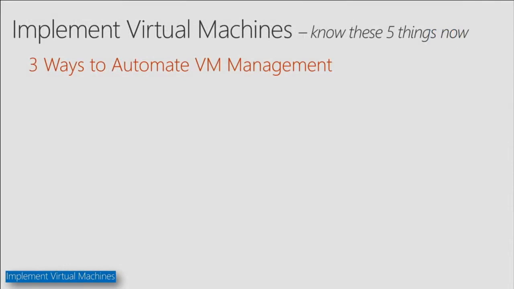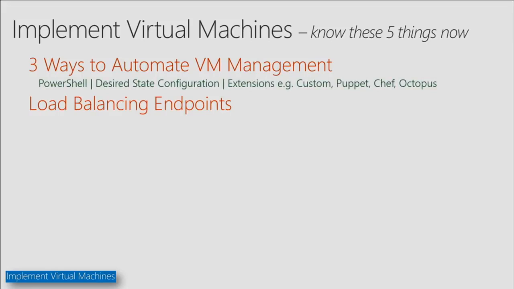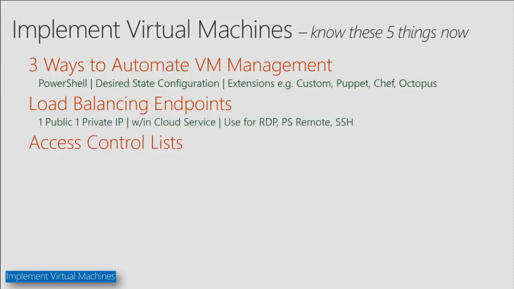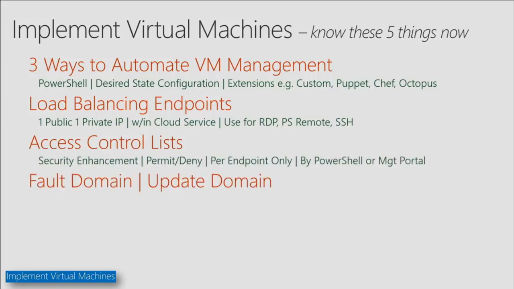So, virtual machines. There are 5 things to know. There are 3 ways to automate VM management: PowerShell, DSC, and your custom script extensions. When load balancing endpoints, you get one public and one private IP. And you can use those for RDP, PowerShell remoting, and SSH. Access control lists can only be added per endpoint, and you can use PowerShell or the management portal. I'm not sure you can still use the management portal.